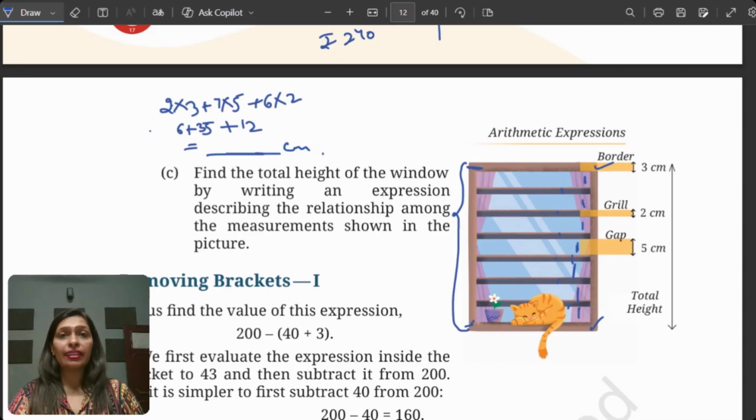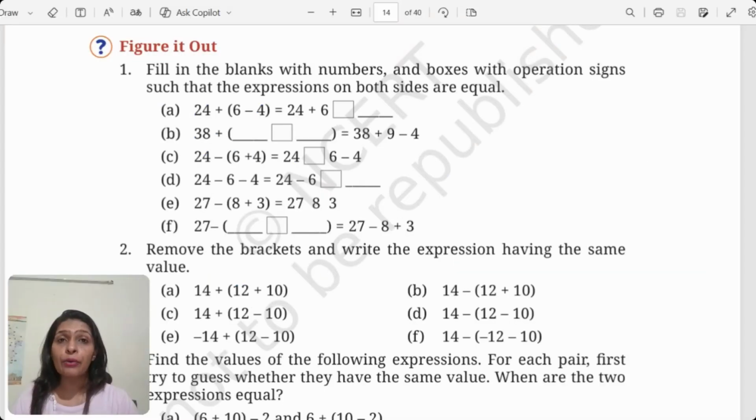Now with a similar method, I challenge you. Can you calculate the height of your window? Check in your room, you can pick up any window of your choice and measure the height, and again let me know whether your window's height is more than this or less than this. All right. Figure it out, that is given on page number 37.